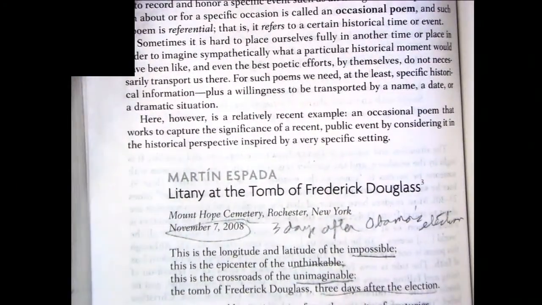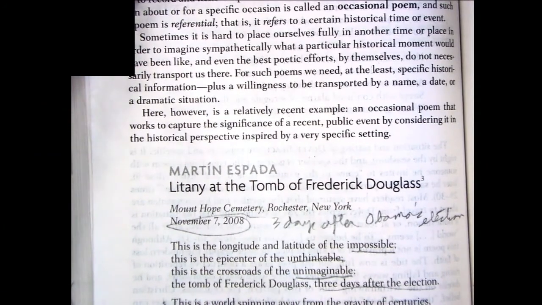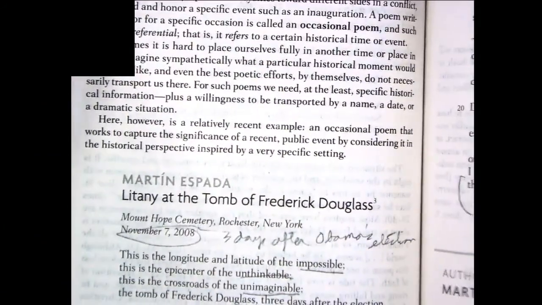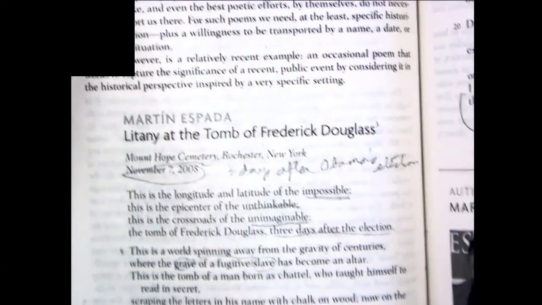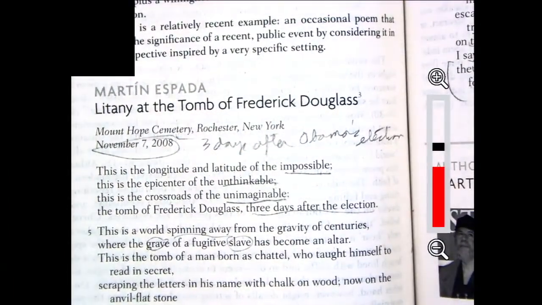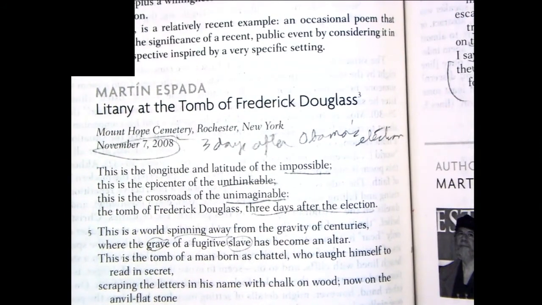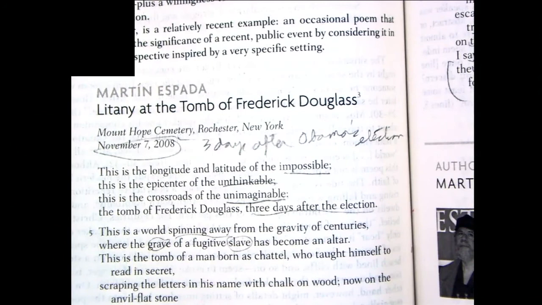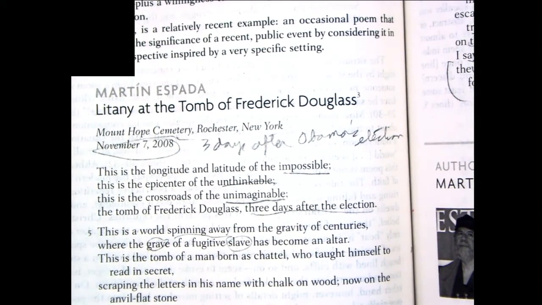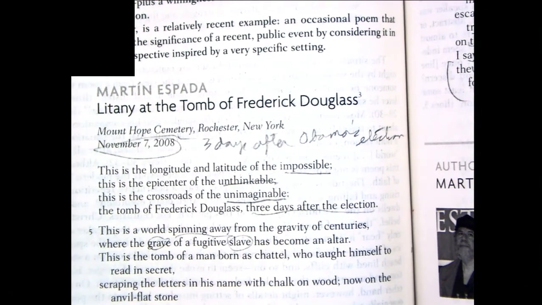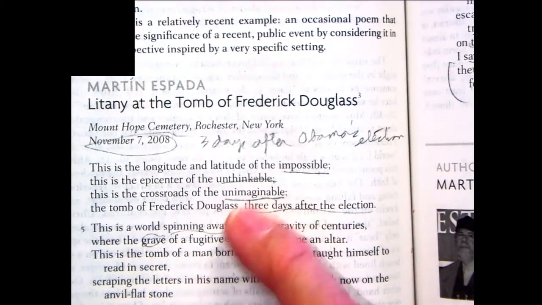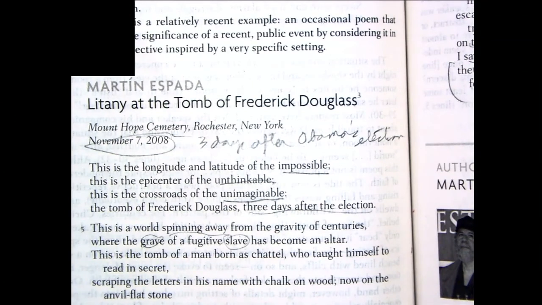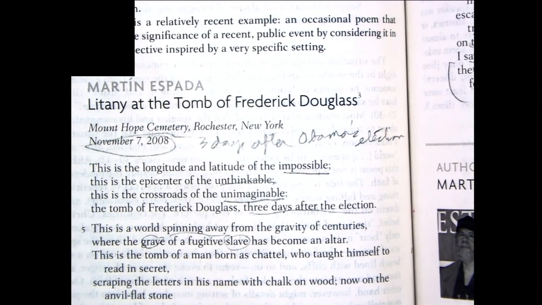I won't read the entire poem. You can read it, but I would point out one thing that you'll probably notice about it, and that is the way Espada circles back around to the beginning of the poem in the conclusion of the poem, right? So if you look at the first stanza, "This is the longitude and latitude of the impossible. This is the epicenter of the unthinkable. This is the crossroads of the unimaginable. The tomb of Frederick Douglass, 3 days after the election." And of course, words like impossible, unthinkable, unimaginable. Who would think that a black man could ever be elected president of the United States, right?